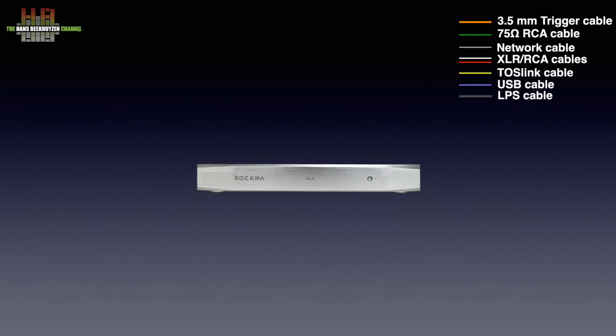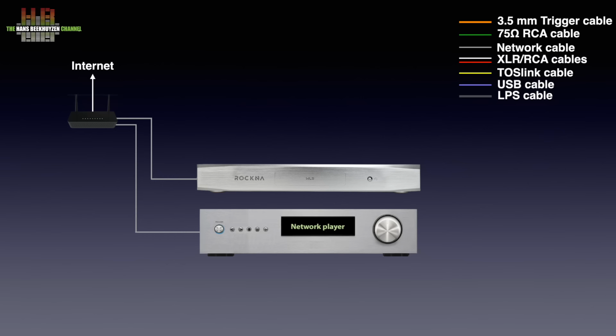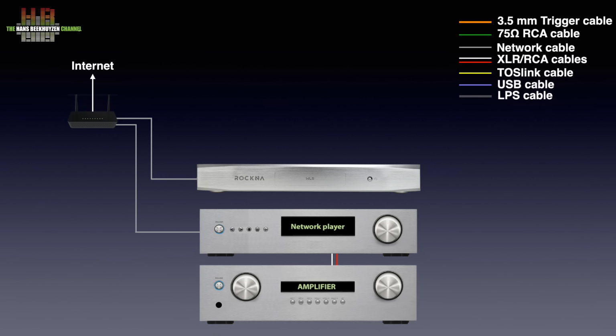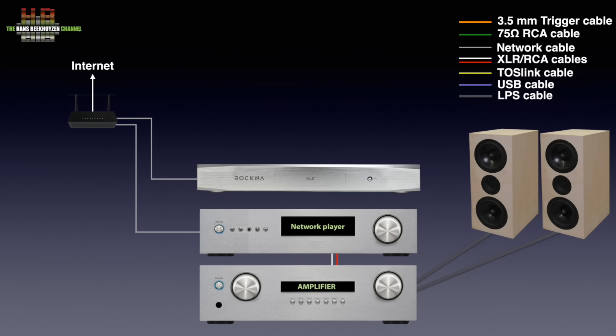The Wavelight server needs to be connected to your modem/router via your network. This way it can connect to the internet, so to streaming services, internet radio stations and the smart device you probably use to control the Wavelight server. It sends music over the network to a network player, also called streamer. This needs to be connected to an amplifier via analog interconnects with XLR or RCA connectors. A pair of speakers are connected to the amplifier over speaker cables.